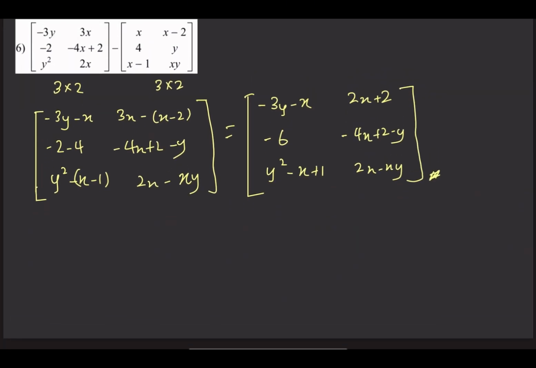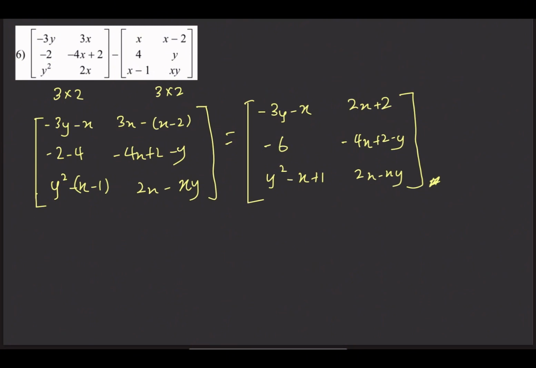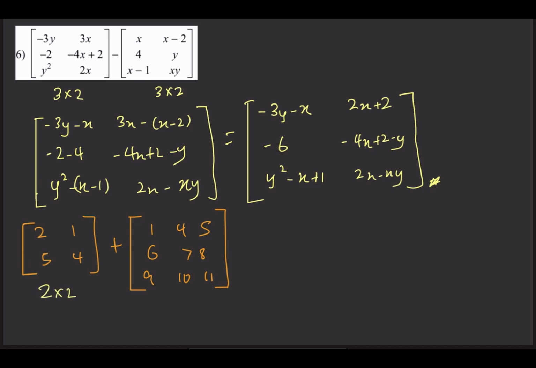And for a bonus question, let's say we have the matrix 2, 1, 5, 4 added with another matrix 1, 4, 5, 6, 7, 8, 9, 10, 11. What is your answer for this? First, we identify that this is a 2 by 2 matrix and this is a 3 by 3 matrix, and therefore it is undefined. We cannot add or subtract these matrices.